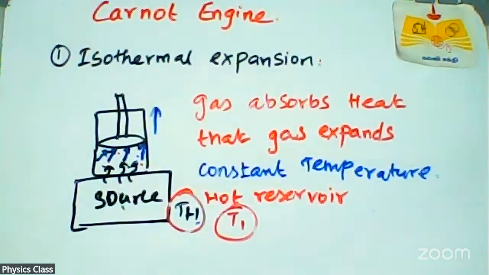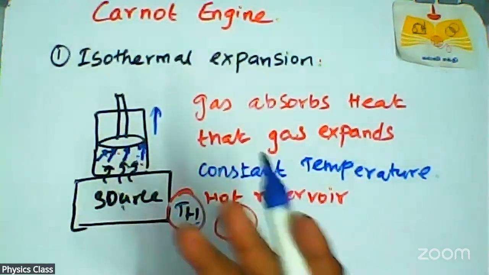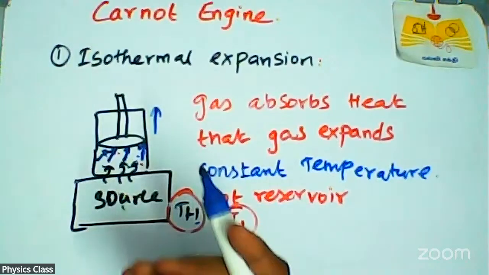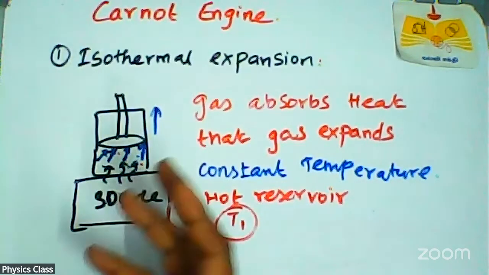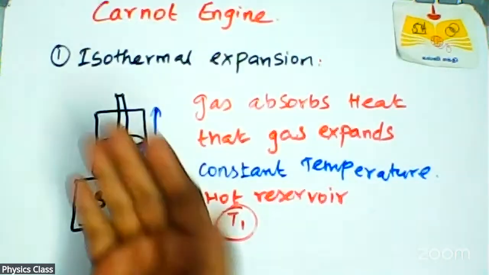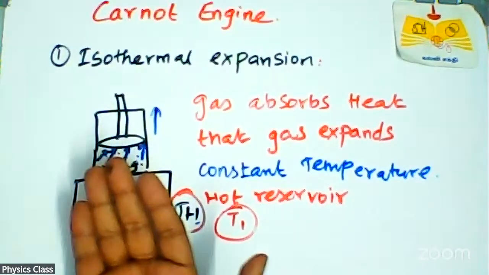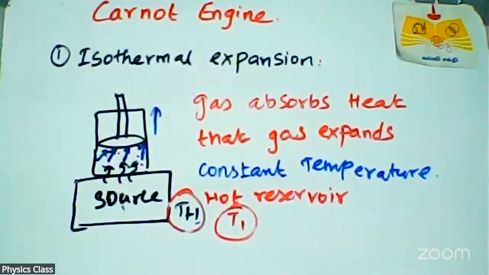Think of an engine: it takes in heat and uses that heat energy to move. So the piston moves upwards. This is the piston of the engine, which moves upwards. It is now clear with that concept.